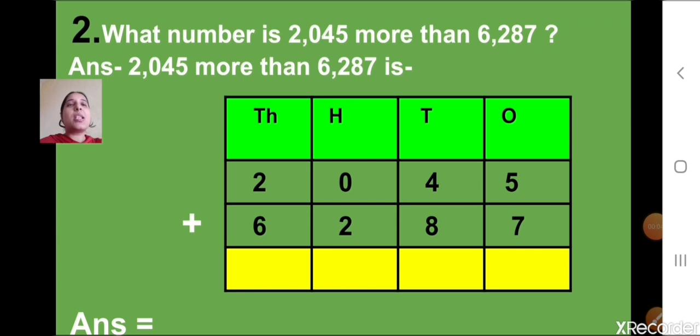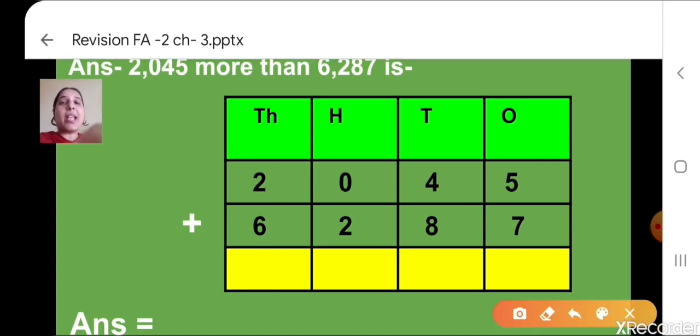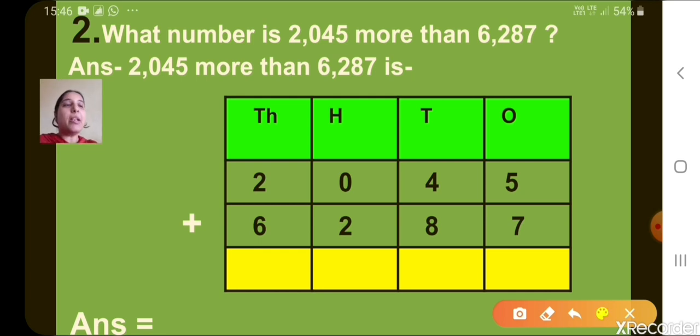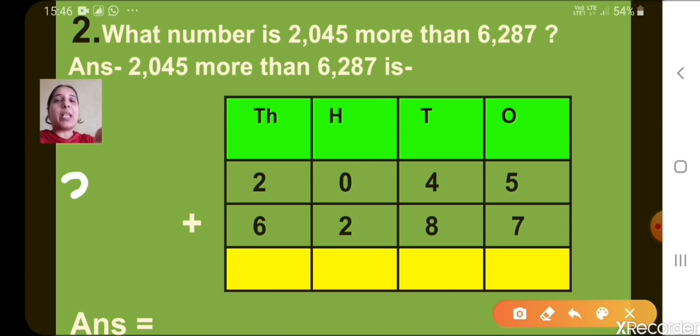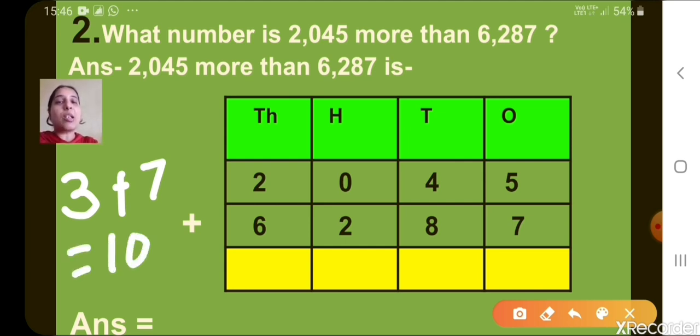Now let's see question number 2. What number is 2045 more than 6287? So children, let's take a simple example. If I ask what number will be 3 more than 7? So it will be number 10. So how did you get this number 10 here? 3 more than 7. So we added. More than, it means we have to add here.